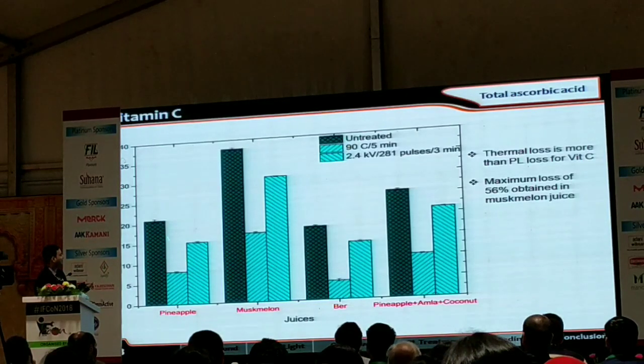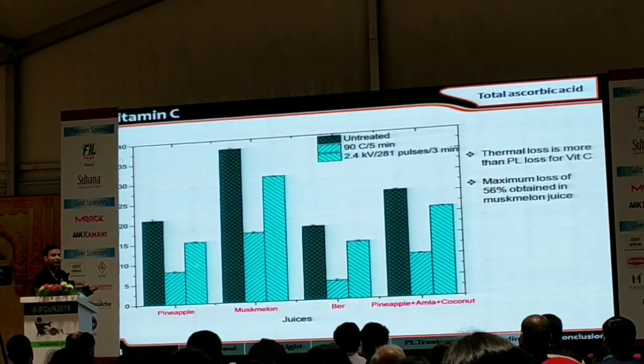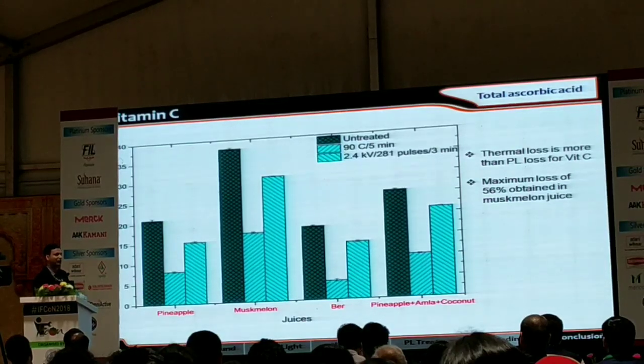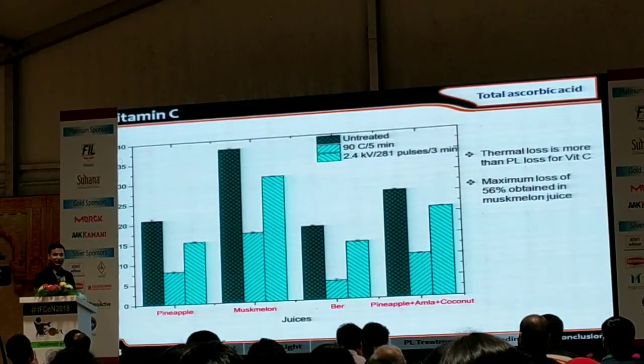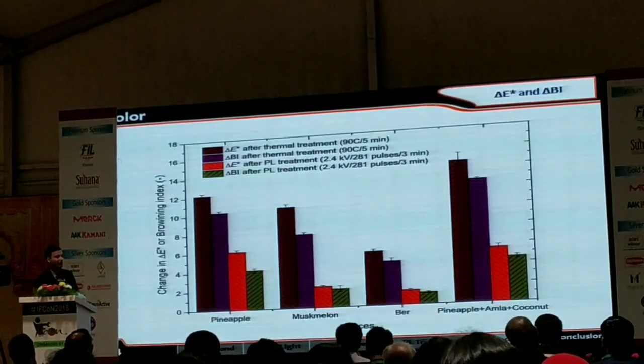And this is your untreated. The loss for thermal is maximum, and the loss in the pulsed light treatment is less with respect to thermal. So it is always beneficial to treat the fruit juice sample by pulsed light compared to going for thermal treatment. Next one is your color.